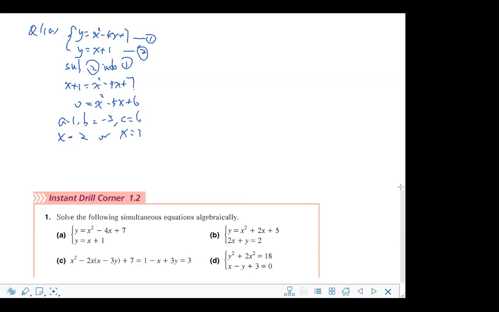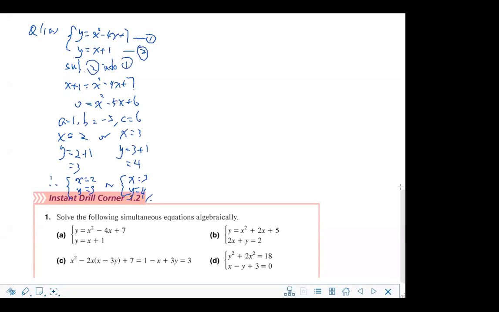Okay, and when x is equal to 2, you just put it back to equation 2 to calculate the value of y. So y is equal to 2 plus 1, that is 3. And when x is 3, y is equal to 3 plus 1, that is equal to 4. Then you write down the answer. So x is equal to 2 and y is equal to 3, or the other pair is x is equal to 3 and y is equal to 4. So two different answers, right? So that is question number 1A.